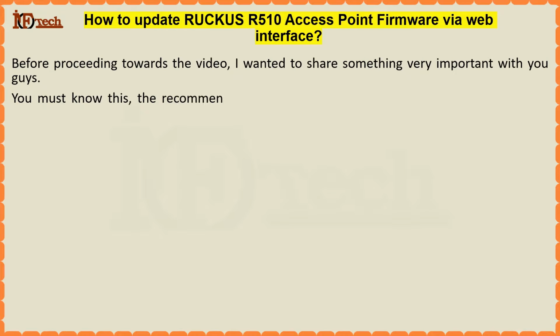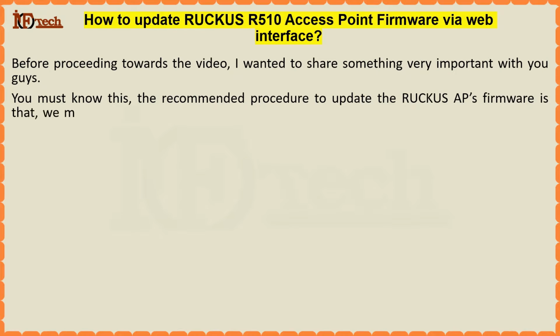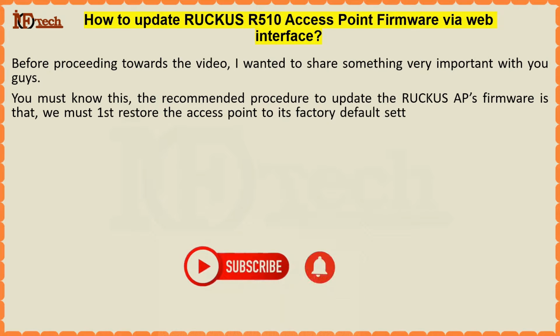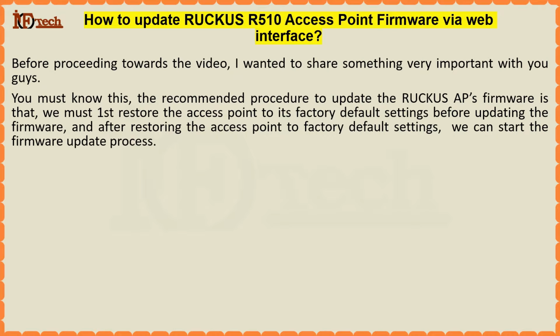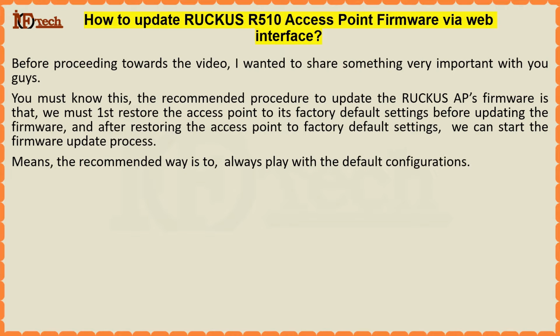You must know this. The recommended procedure to update the Ruckus AP's firmware is that we must first restore the access point to its factory default settings before updating the firmware, and after restoring the access point to factory default settings, we can start the firmware update process. Means, the recommended way is to always play with the default configurations.